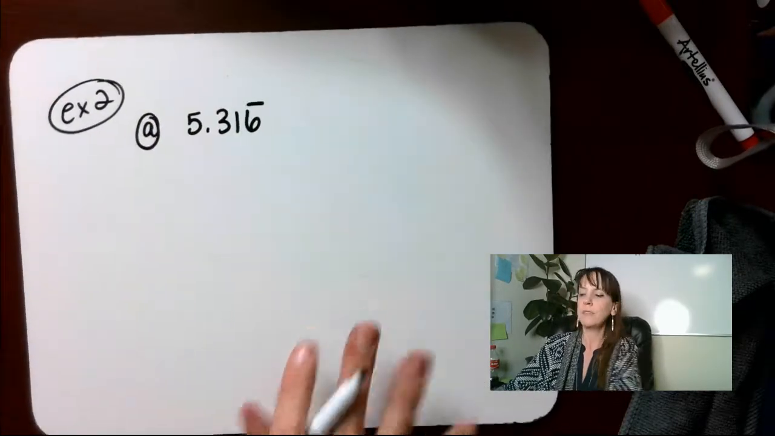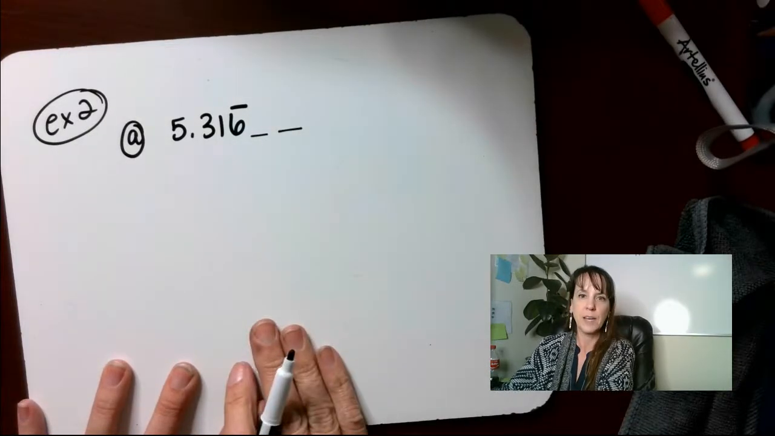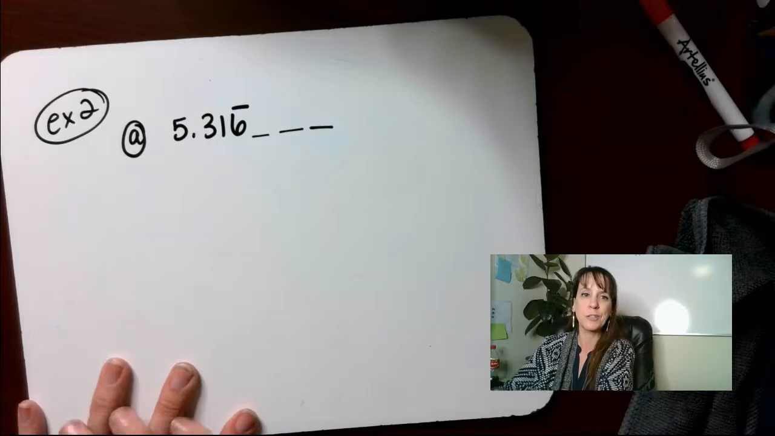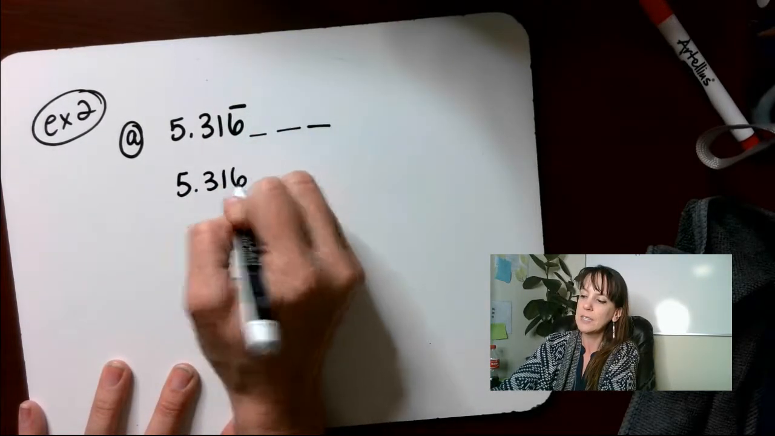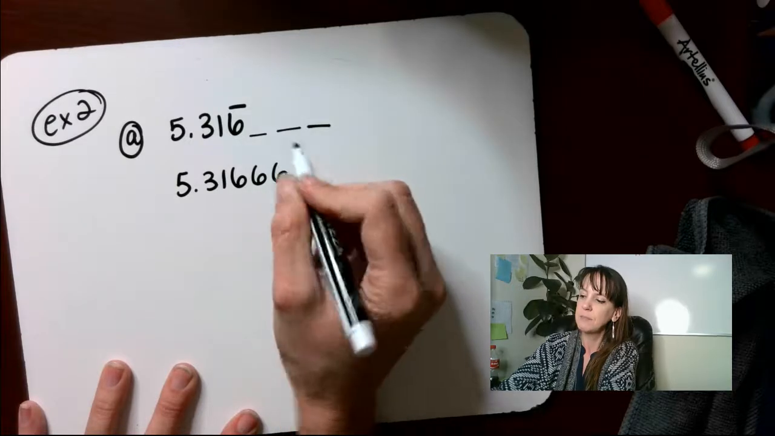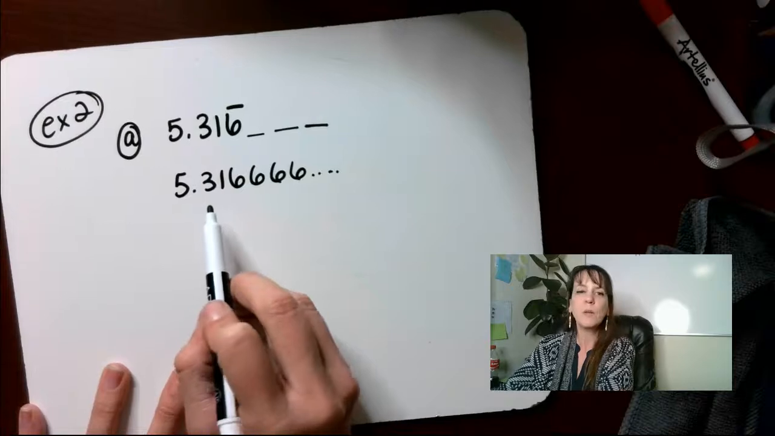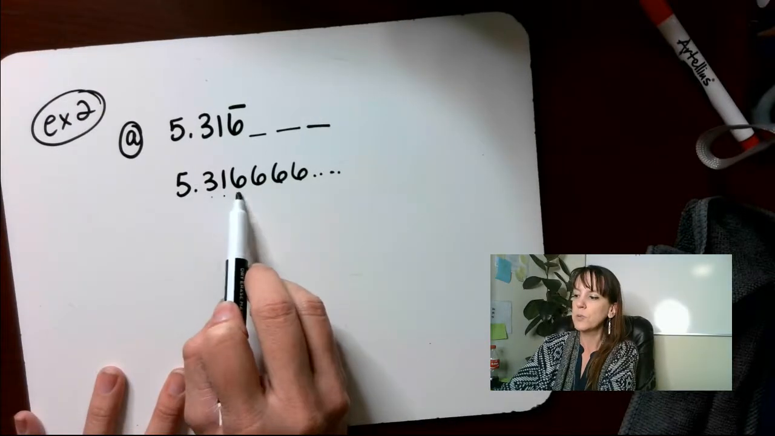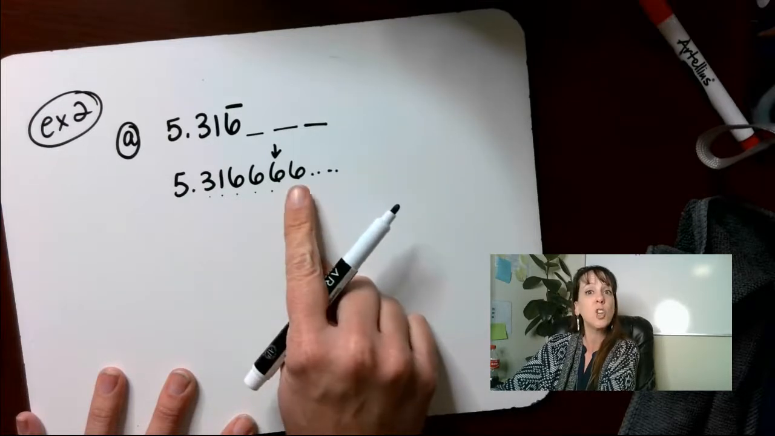So if we're going to round this to 5 decimal places, we're going to need something here and something here, okay? And we're actually going to need 6 just to make sure we know what we're doing. So I'm going to rewrite this with 5.31666, and then another 6. So we want to round to 5 decimal places. 1, 2, 3, 4, 5. We're going to be rounding to this one here, which means we need to look at this one.